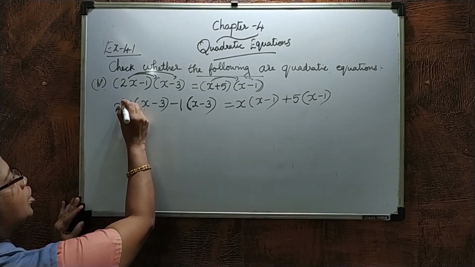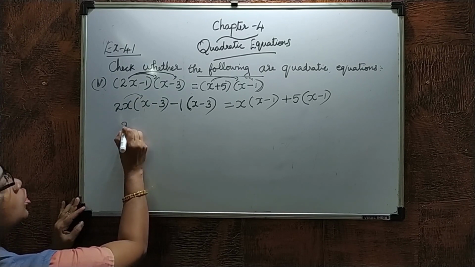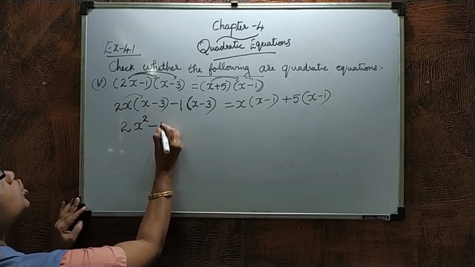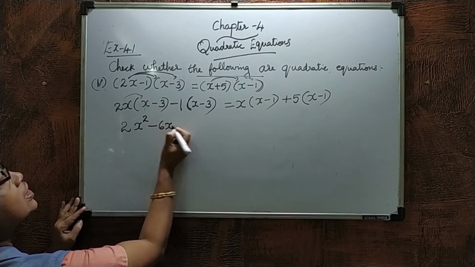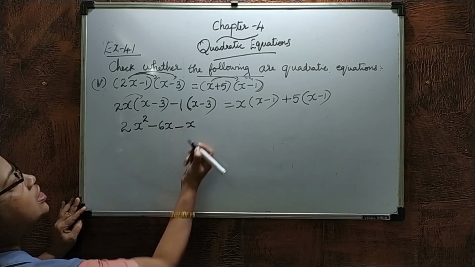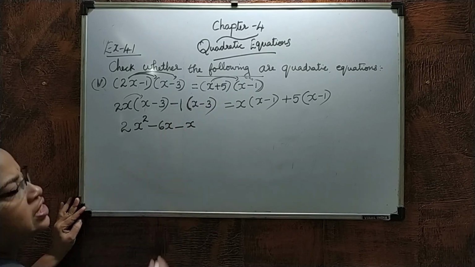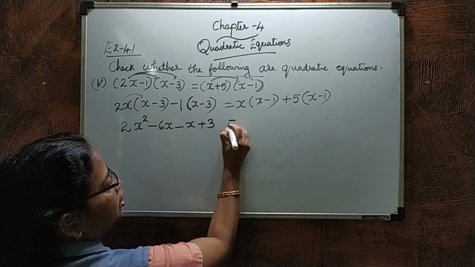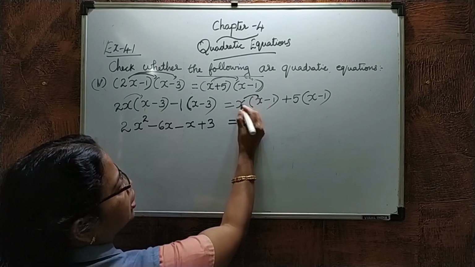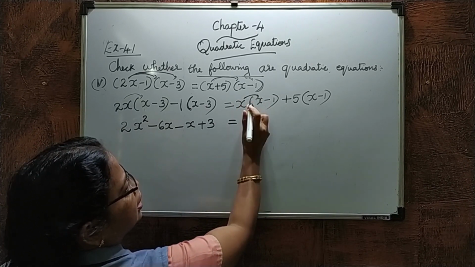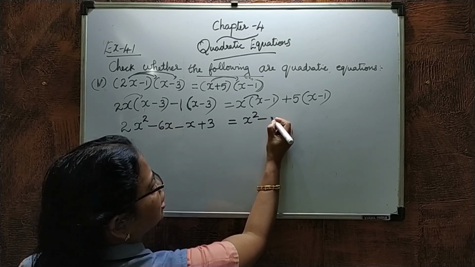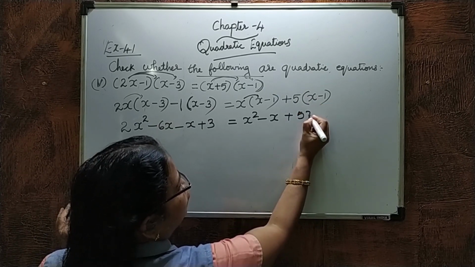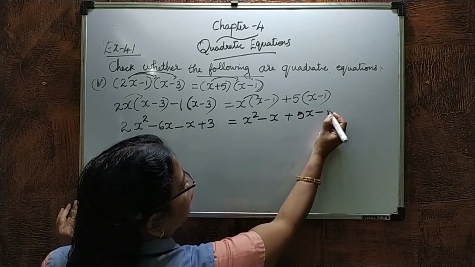Now I have to multiply each one now. 2x into x, it is 2x square, minus 2x into 3, 3 into 2, 6x, minus 1 into x minus, x minus 1 into minus 3, negative into negative, positive 1 into 3 is 3, equals x into x, it is x square, x into minus 1, it is minus x, plus 5 into x, 5x, minus 5 into 1, 5.